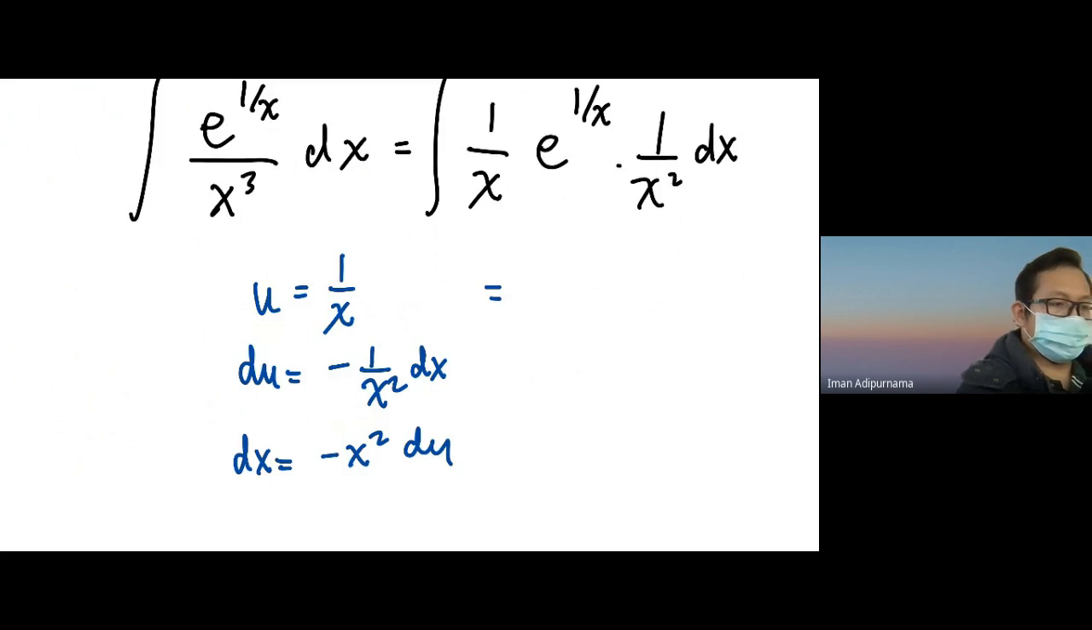So we can take 1 over x as u, e to the u, and then this will have a negative. Oh, I forgot to write the negative. Let me write the negative at the front like that, and du.